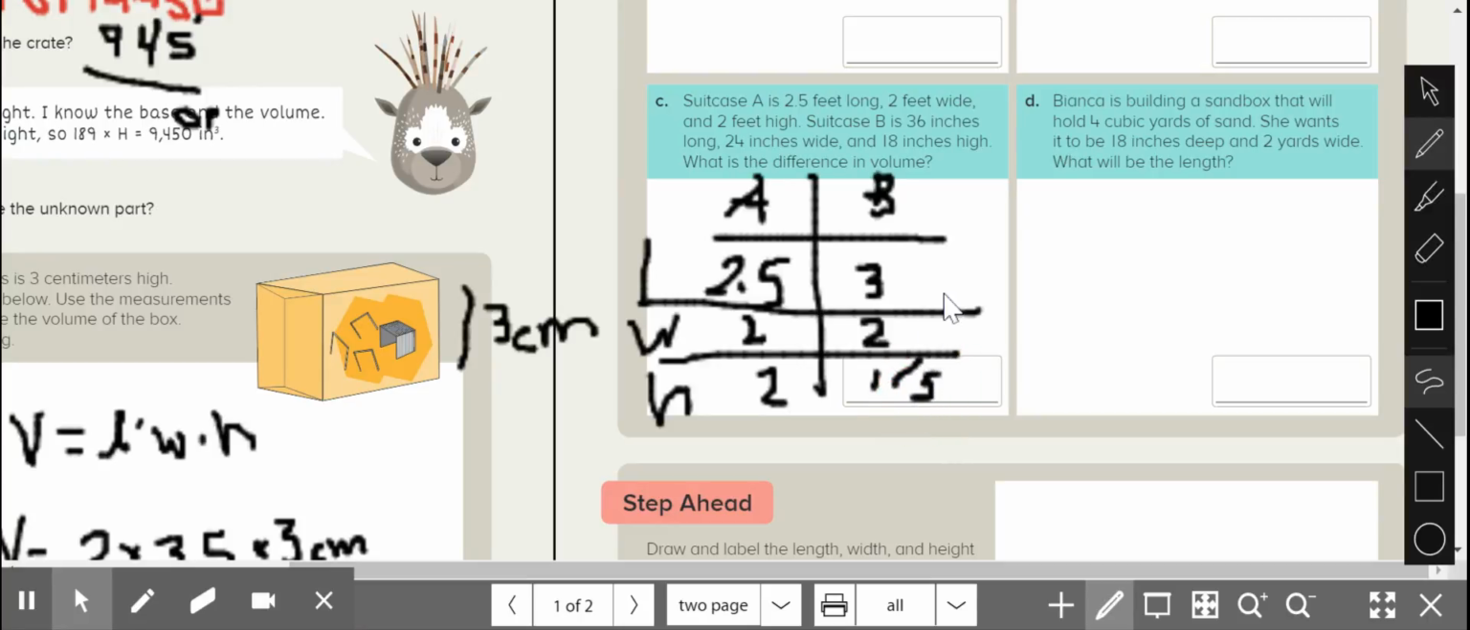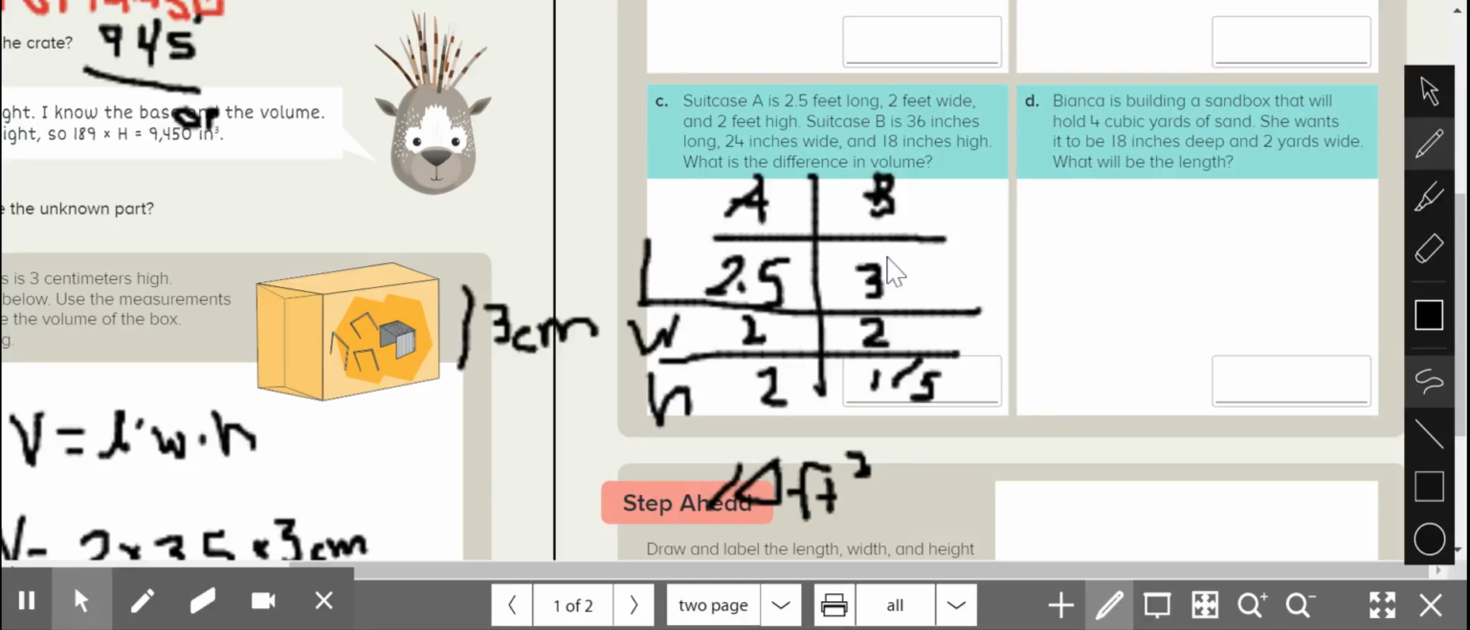Well, forget my way. I was hoping that we could have done some subtraction and then found out the left or the rest. And, well, maybe there's a way to do that, but I'm not sure. So I guess what we'll be doing is taking 2.5 times 2 times 2 and 3 times 2 times 1.5. But I think we can do that. We can manage. Okay. What's 2.5 times 2? It should be 5. Take 5 times 2, and that's 10 feet cubed. That's suitcase A.